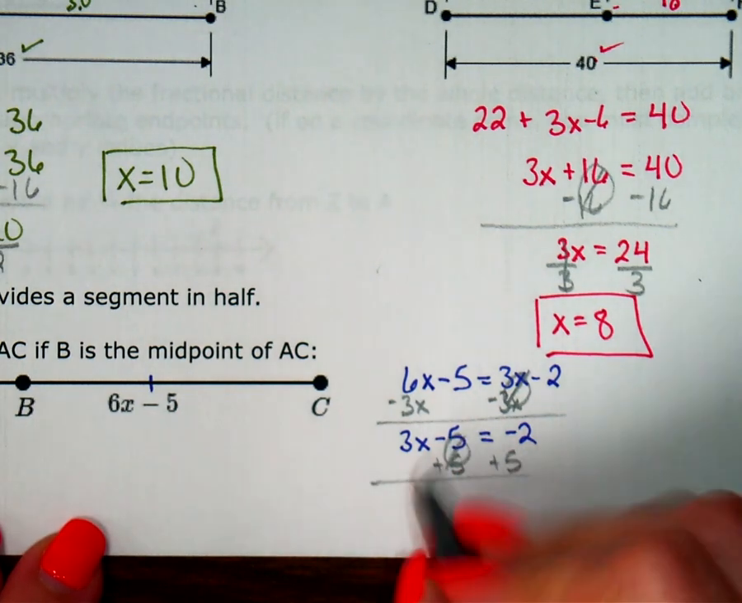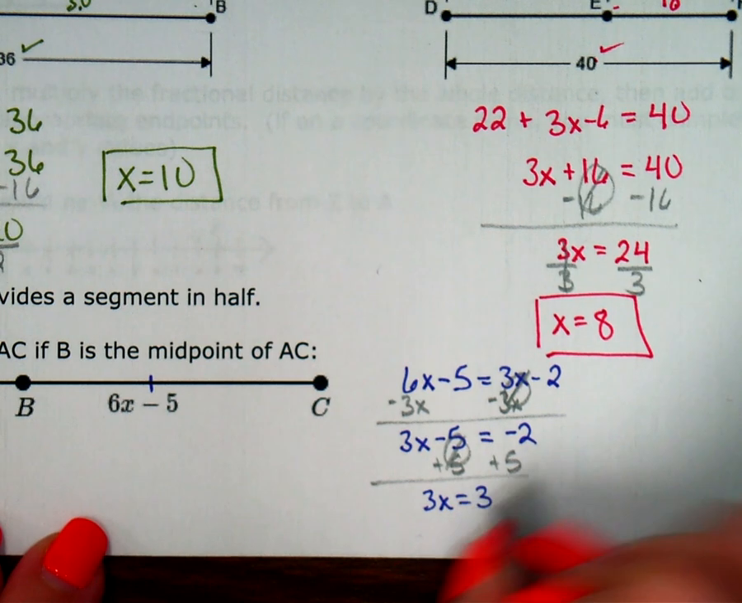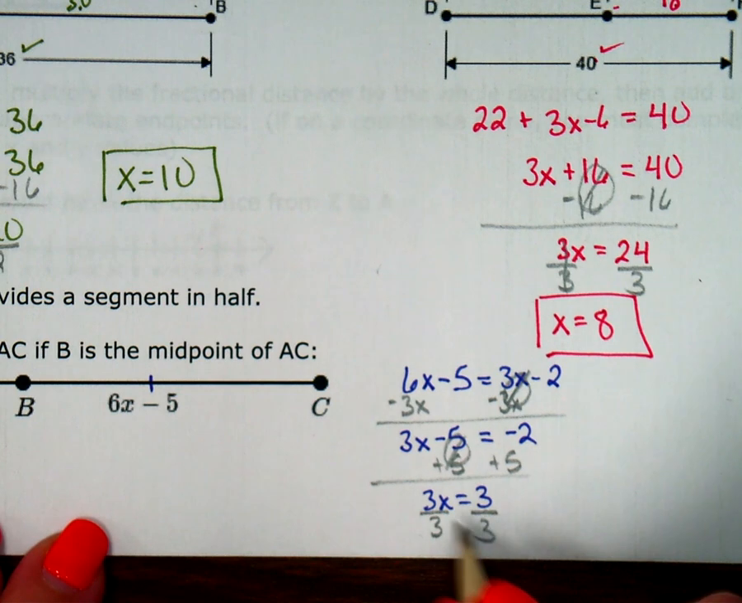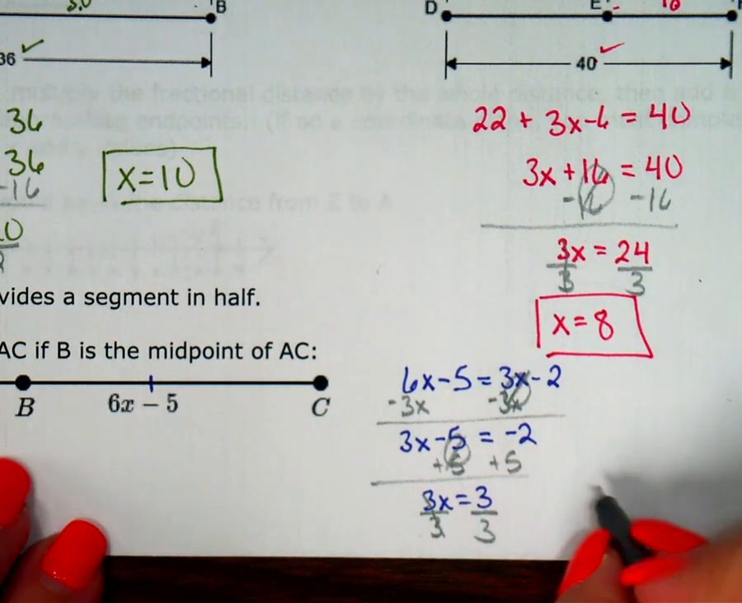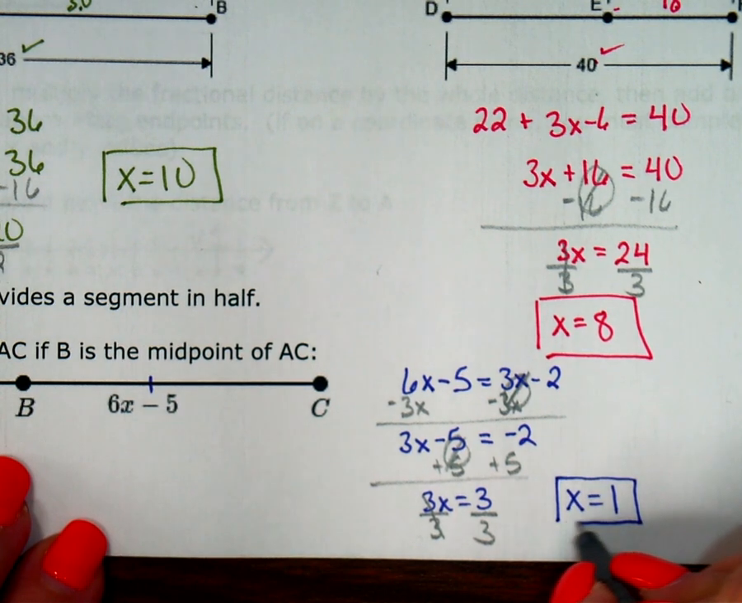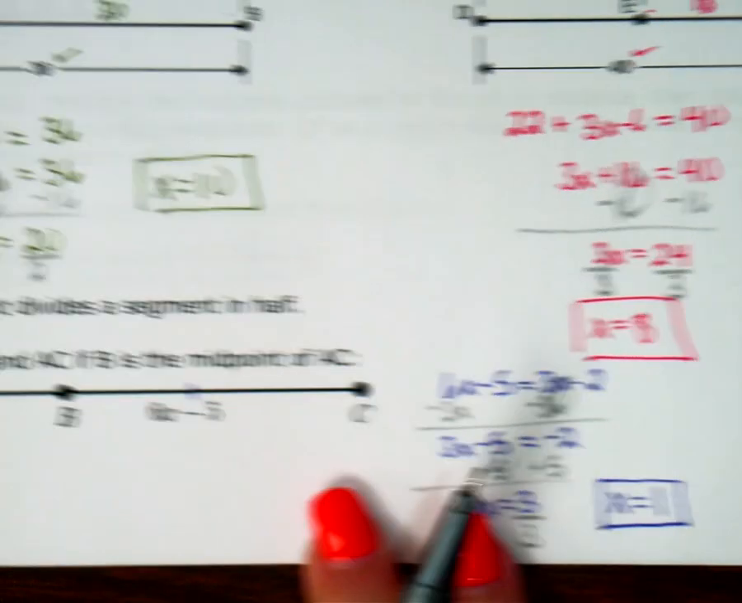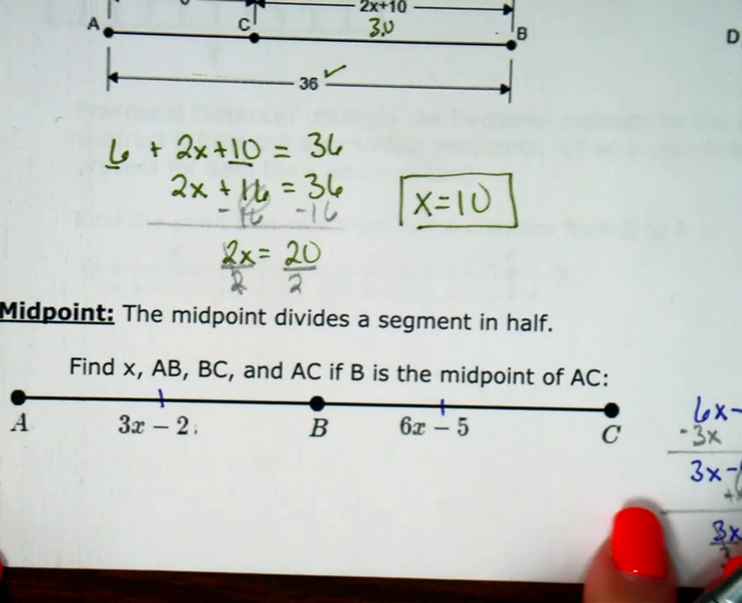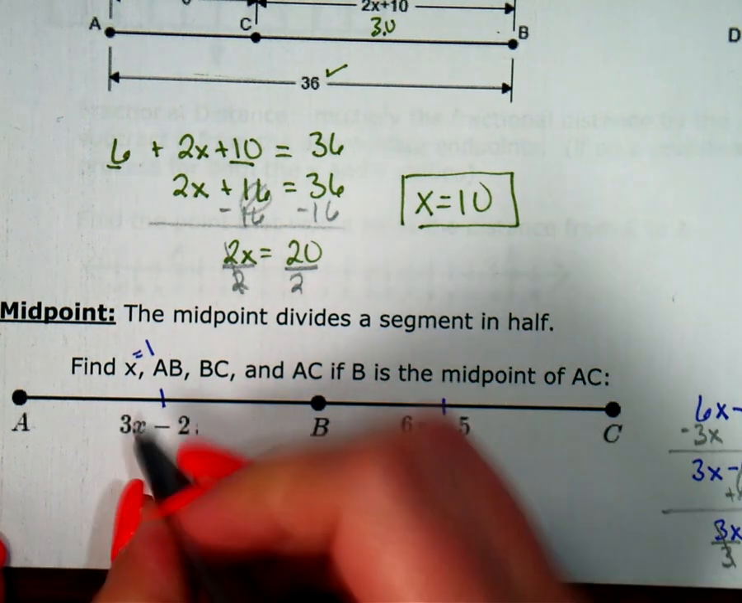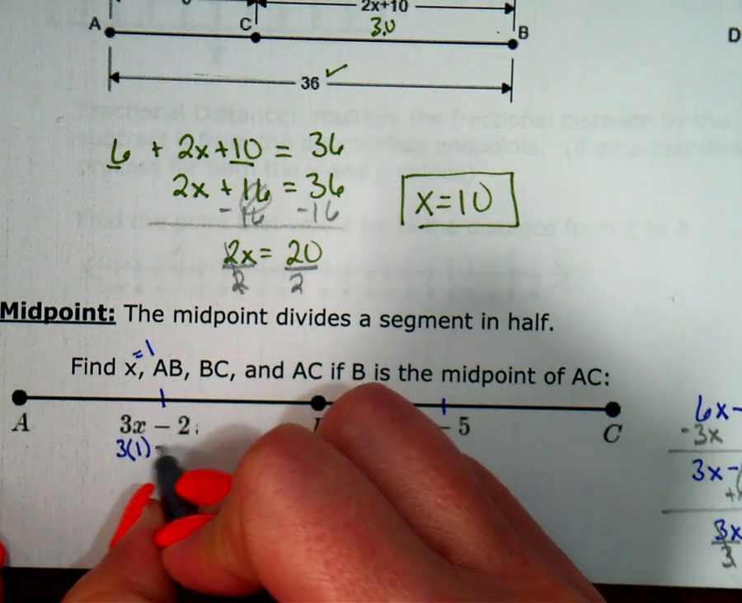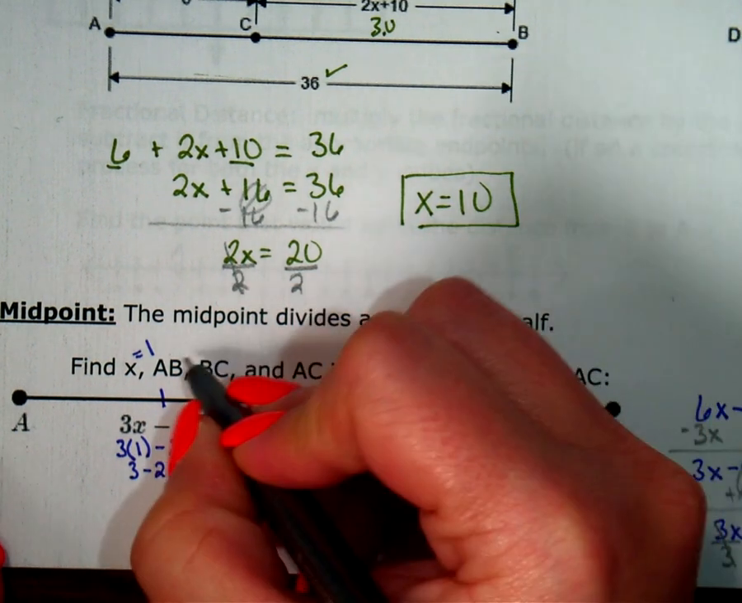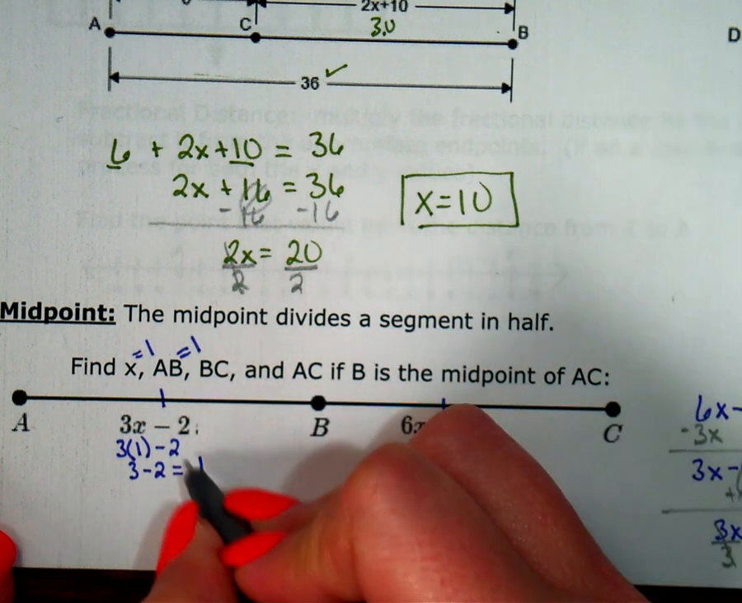And when I do that, I get 3x equals 3. Divide by 3 on both sides, and x equals 3 divided by 3, which is 1. So there's my value for x. It also says to find AB and BC and AC. So x we know equals 1. AB, if I plug a 1 in here, 3 times 1 minus 2. 3 times 1 is 3, minus 2. This side is 1. So AB equals 1.